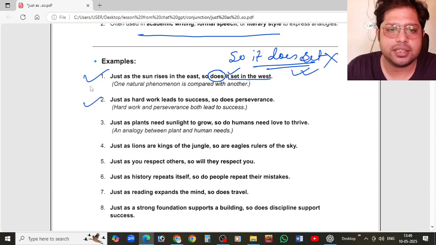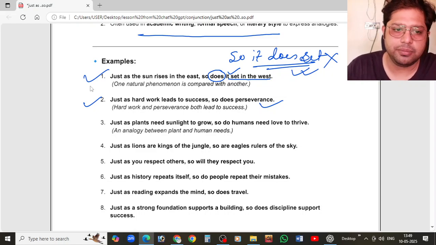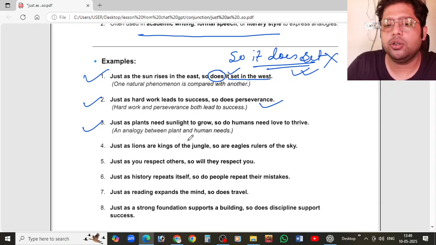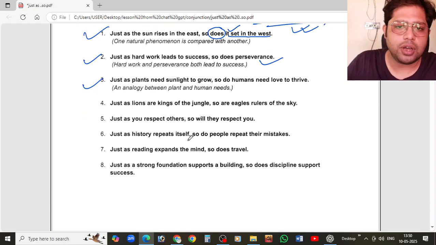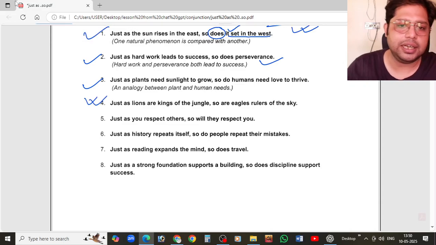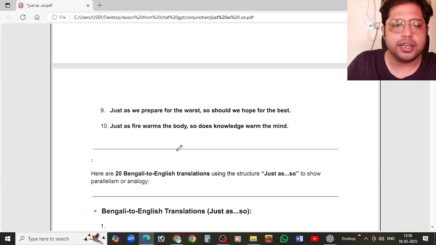Let's see some more examples. The second one: just as hard work leads to success, so does perseverance. The third one: just as plants need sunlight to grow, so do humans need love to thrive. I have given you here 10 examples.